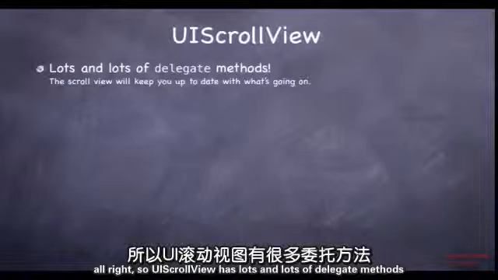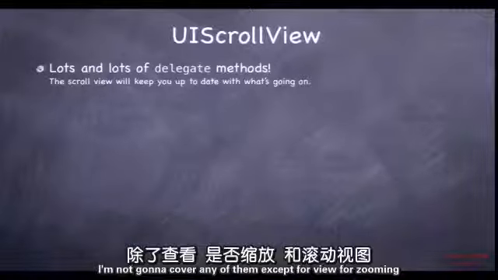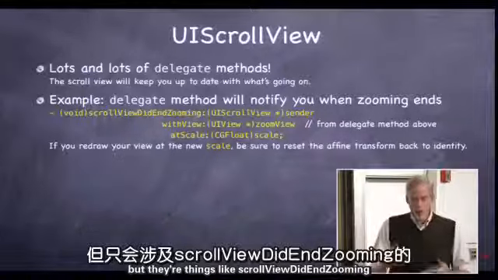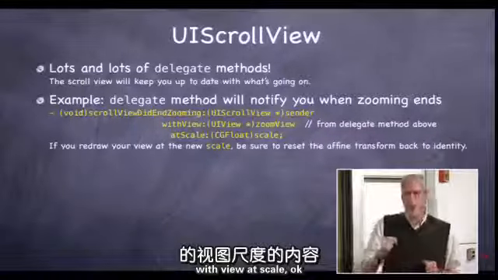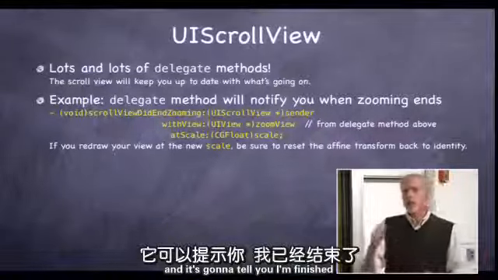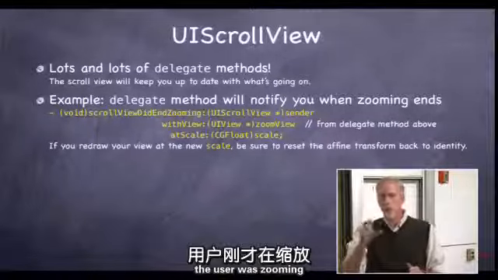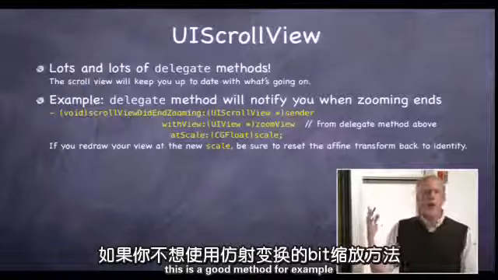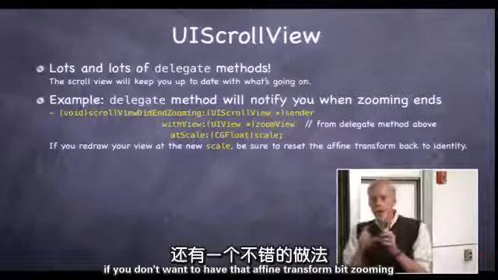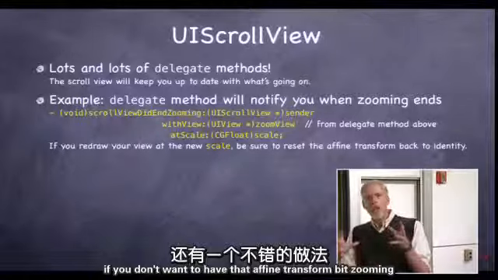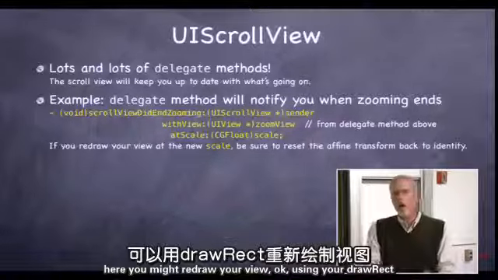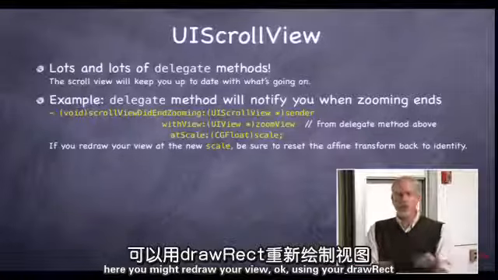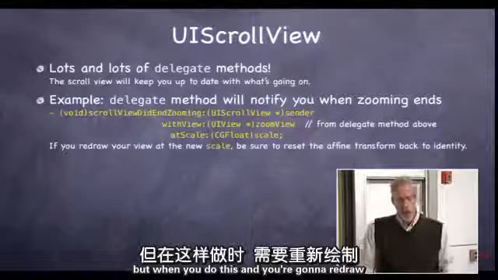All right, so UIScrollView has lots and lots of delegate methods. I'm not going to cover any of them except for viewForZooming in scroll view, but there are things like scrollViewDidEndZooming with view at scale, okay? And it's going to tell you, I'm finished, the user was zooming and his fingers went up and this is where I ended up. This is a good method, for example, where if you don't want to have that affine transform bit zooming, here you might redraw your view, okay? Using your drawRect by saying setNeedsDisplay or whatever.